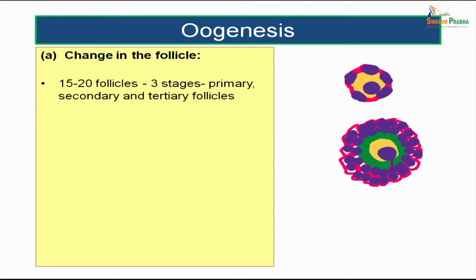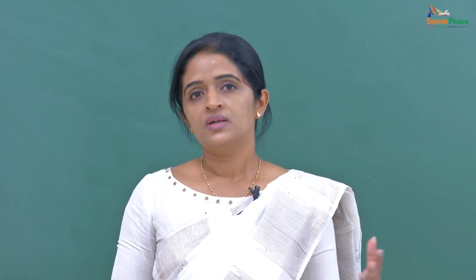Every reproductive cycle will be having 15 to 20 follicles starting their maturation process. So, with the onset of reproductive cycle, the ovarian cycle, roughly 15 to 20 follicles will start getting ready to be ovulated, and only one follicle will be rupturing in order to expel the secondary oocyte, and the rest of it will be degenerating. So, with the start of every ovarian cycle, you will be having 15 to 20 follicles in the process of maturation.